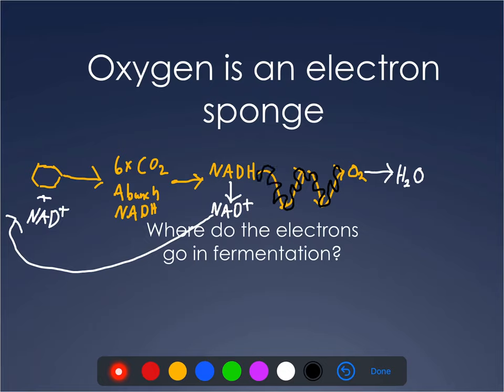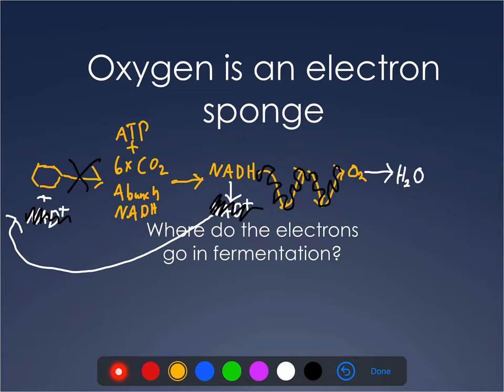And now the NADH can't let go of its electrons. Without the NADH letting go of its electrons, you can't make more NAD+. And if you can't make more NAD+, then guess what? Now you can't take the electrons away from glucose, because you don't have anywhere to put them. And remember what the other thing that was made? ATP.